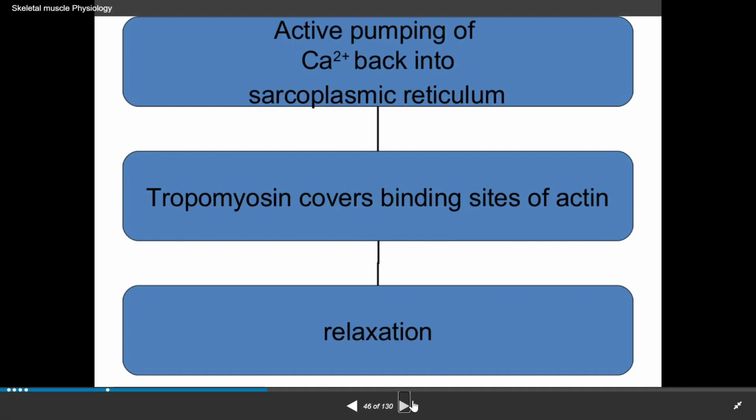After this, there will be an active pumping of the calcium back into the sarcoplasmic reticulum via a pump called the SERCA pump, which is an ATP dependent pump. So there is one more ATP for calcium reuptake. Calcium binding ATP molecules are there, so two ATPs are utilized. Now the tropomyosin will cover the binding sites of actin, and relaxation will occur.